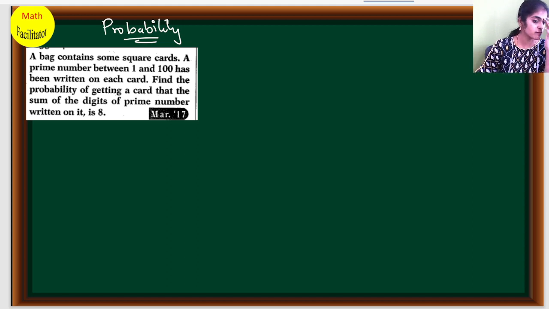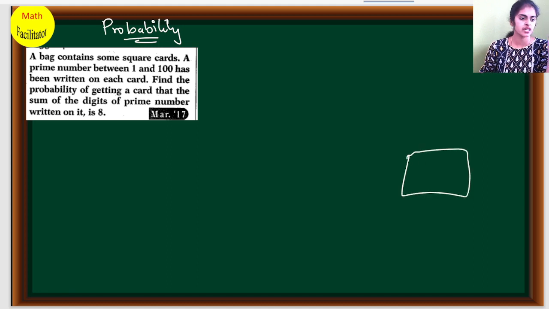A bag contains some square cards. ఒక bag లో కొన్ని square cards ఉన్నాయి. A prime number between 1 to 100 has been written on each card. Okay, so prime numbers 1 to 100. Find the probability of getting the card that the sum of the digits of the prime number written on it is 8. So sum of the digits of the prime number written on it 8 రావాలి.